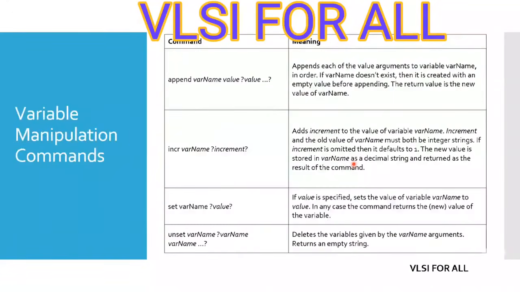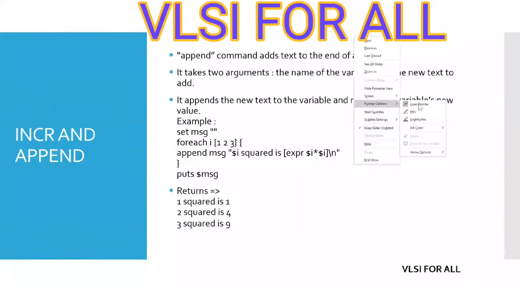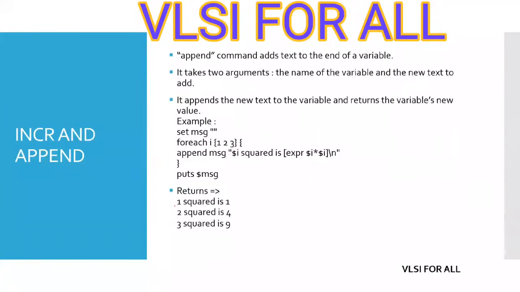Excuse me, shouldn't the puts message be inside the curly brackets, inside the foreach loop? No. If it was inside the curly braces, inside the foreach loop, this is how it would be. First, it would print this, which would be the value of message in the first loop. Then when it goes to the second loop, it would again print this and this. So the first line would be 1 squared is 1.